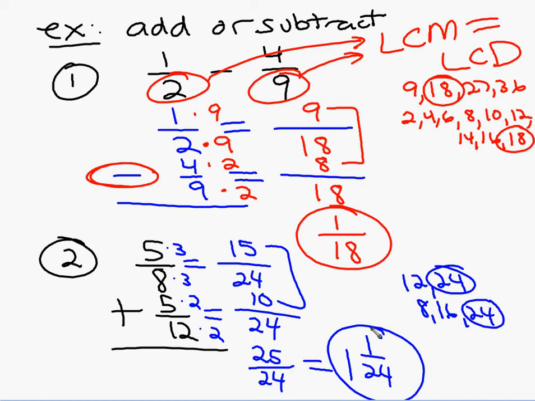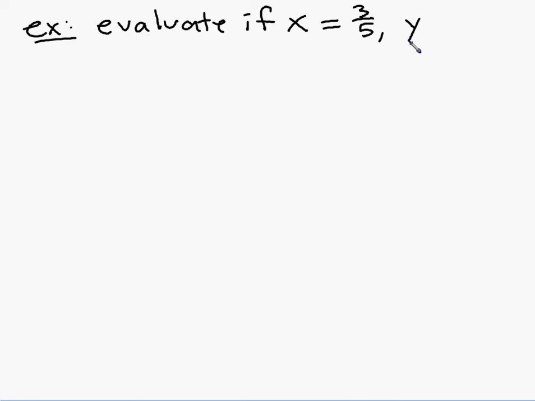Okay, we don't technically have to set up a division problem if we can see how many over the whole we are. Okay? You can see that 25 is 1 more than 24, so I have a whole plus 1 more. The only other thing I want to mention to you is you might see a problem that says evaluate if x equals 3/5 and y equals 2/7. This is the same exact thing we've been doing, but it's just written differently.